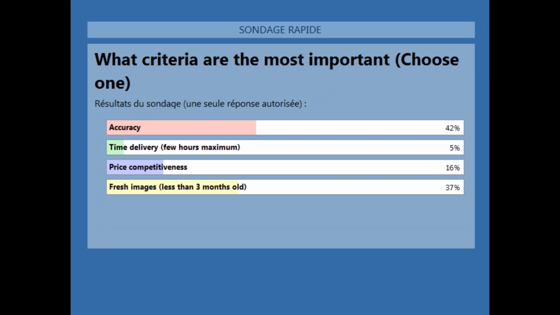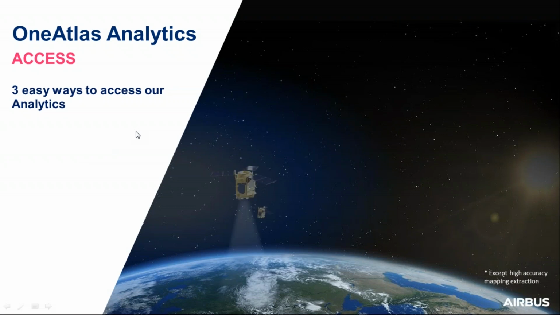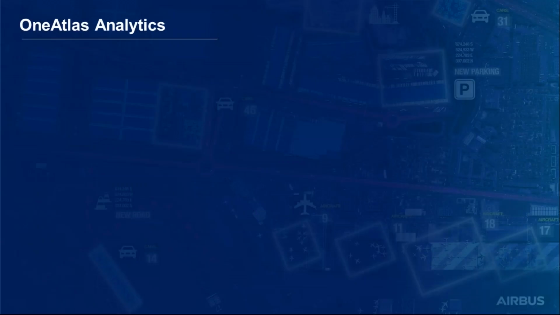Thanks for that, Lisan. It really gives us a heads up on what matters most for customers. So now for this last part, we're going to look at the 3 ways to access our analytics. You can either access the analytics via the OneAtlas Analytics portal, via GIS tools, or via APIs which enable you to access our OneAtlas products.